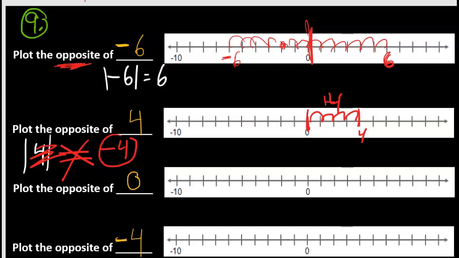Okay, opposite of 0. Wait a second. How do I find the opposite of 0? It's you don't move anywhere. It just stays 0. Yep, it's like you're at the mirror and you don't go anywhere. So the opposite of 0 is 0. It's always, yeah.